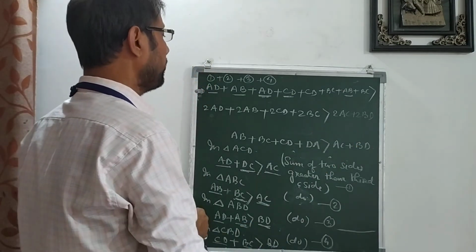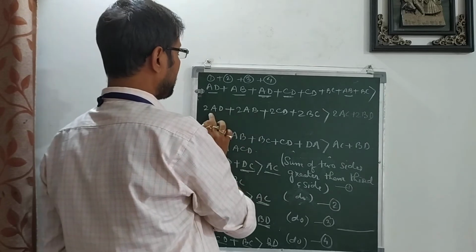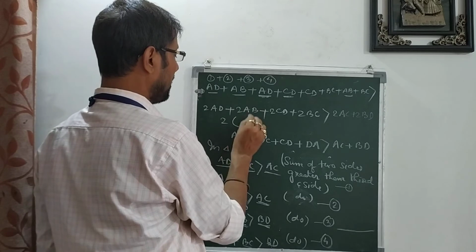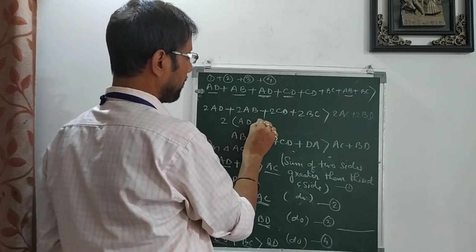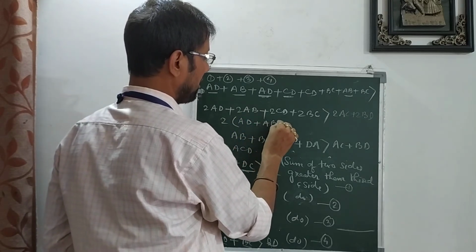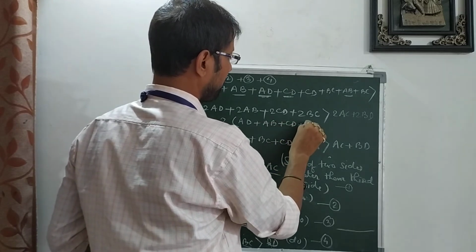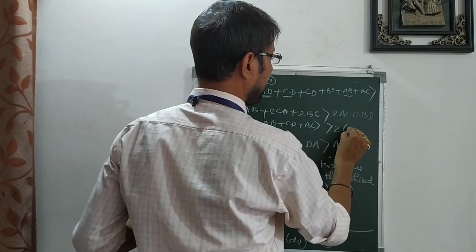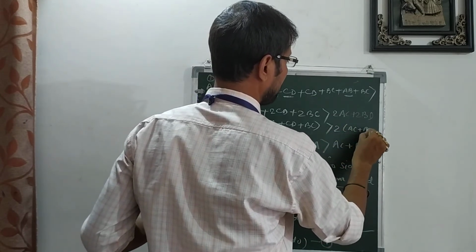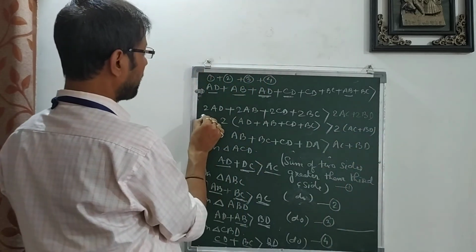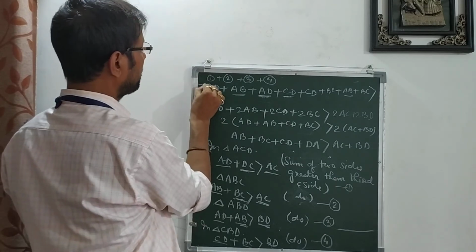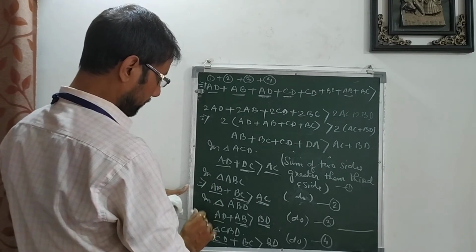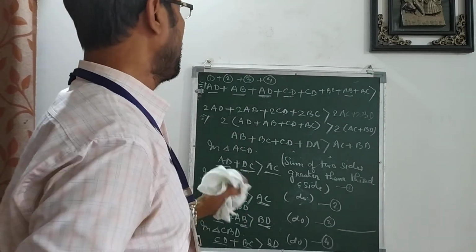So now what will I do? Let me take 2 common from here. Here is 2, here is 2, here also 2, here also 2. I'll write 2 common. I'll write AD plus AB plus CD plus BC is greater than, here also take 2 common, AC plus BD. So but students, you give implies over here. Now this all we have got.